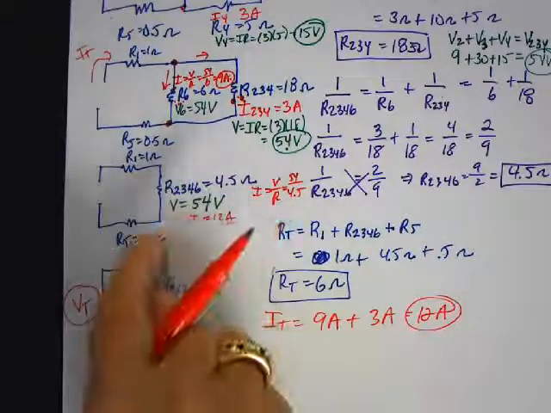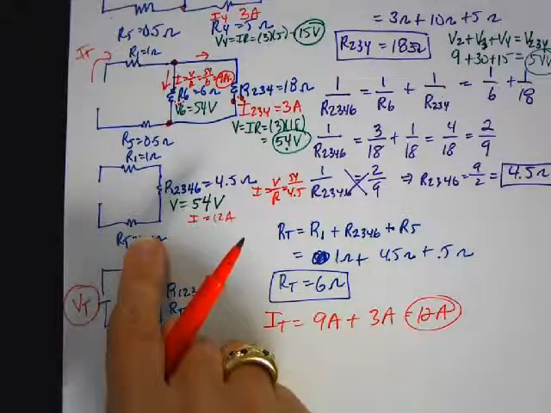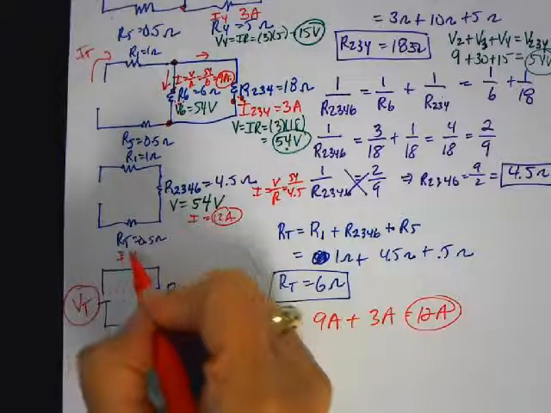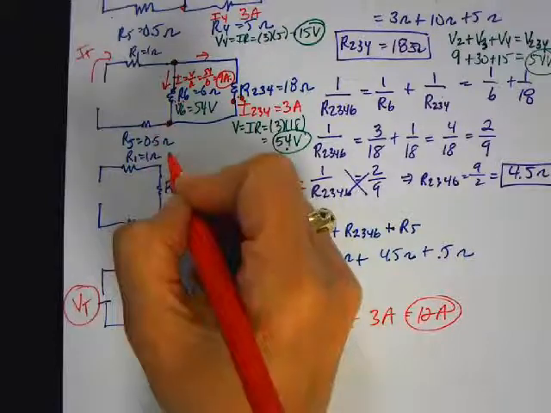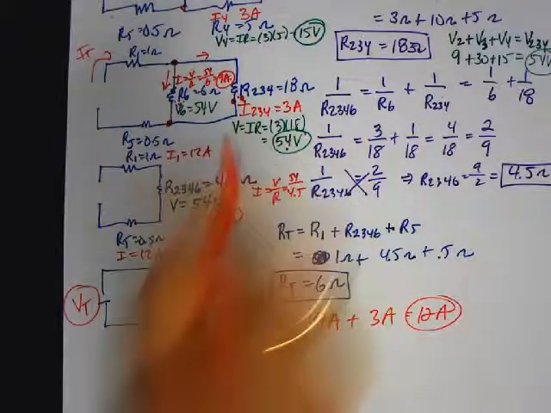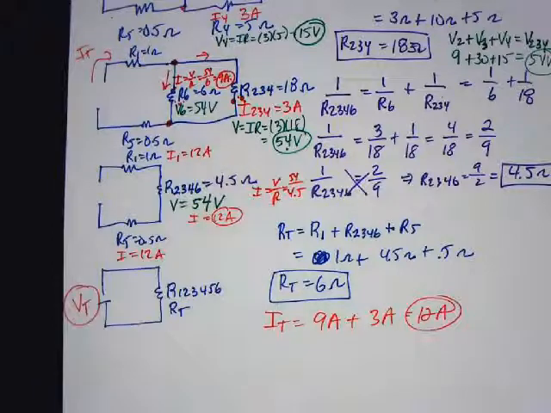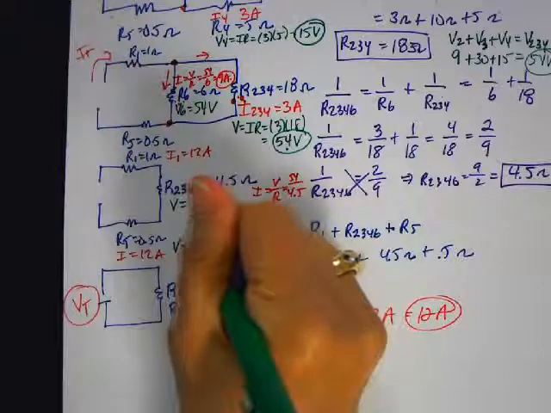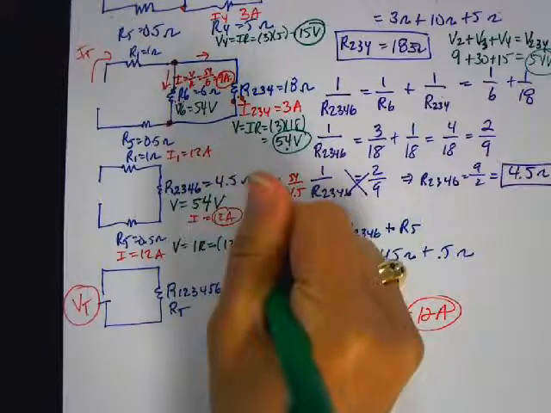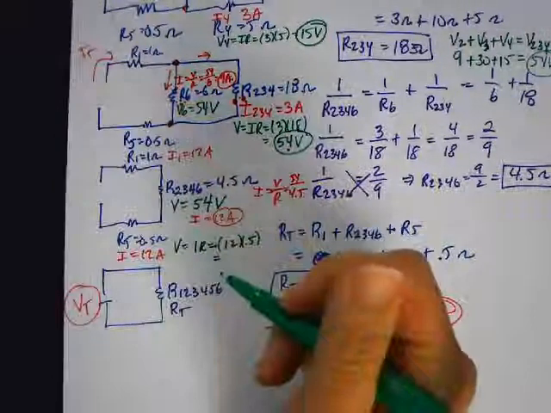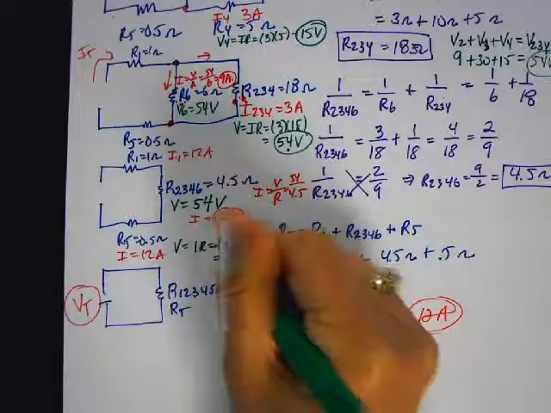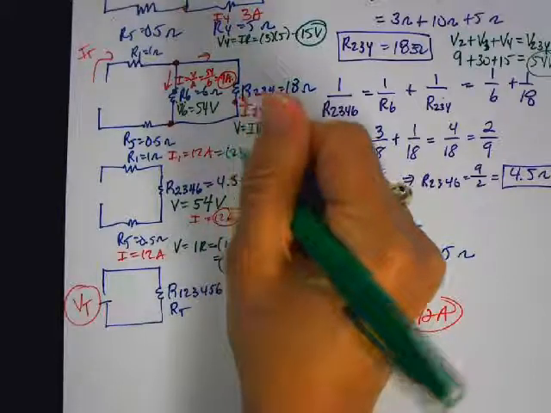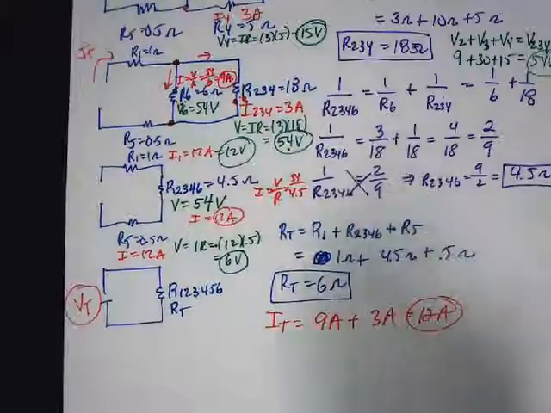Now in series, what's the same in series? What's equal in series? Current. So if this is 12, this is 12, this is 12. So once I have R and I, can I find V? So here I can say V is equal to IR. So 12 times 0.5 is equal to 6. I can do it up here. 1 times 12 is 12. And I can add them all up.